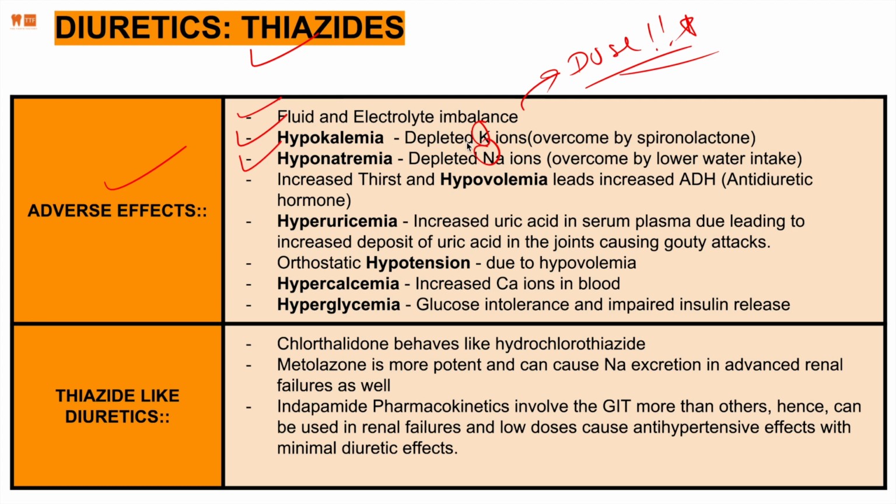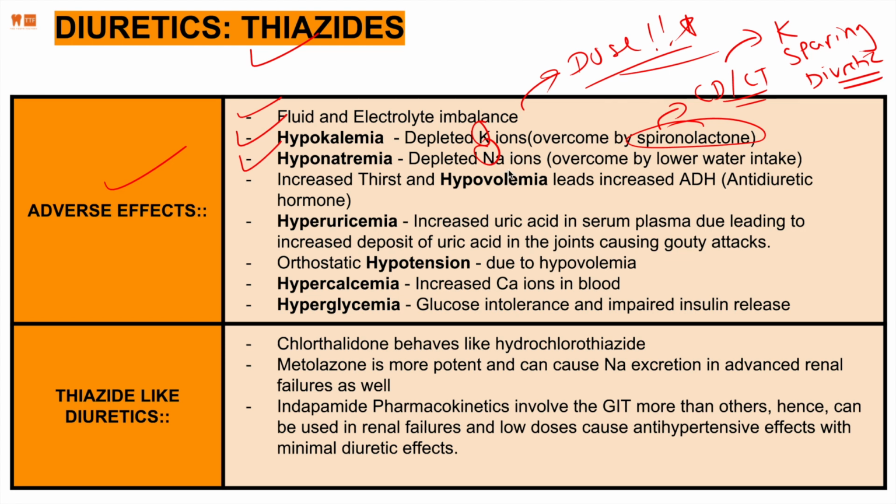However, all of these can be overcome. Depleted potassium ions, which is hypokalemia, can be overcome by spironolactone from the collecting duct and collecting tubule. Remember from our previous slide, and therefore it's known as potassium sparing diuretics. That's the classification of spironolactones.